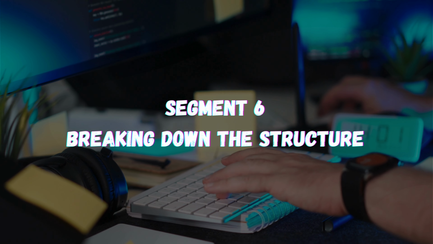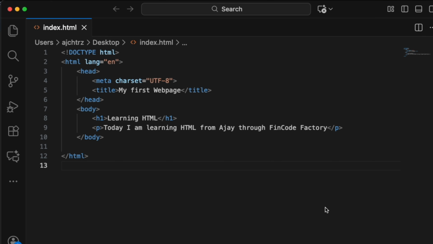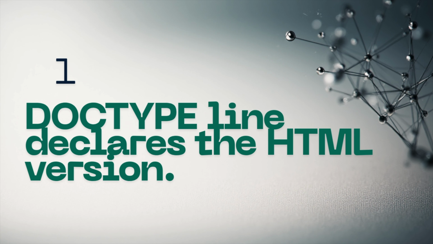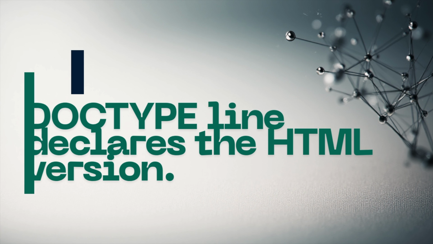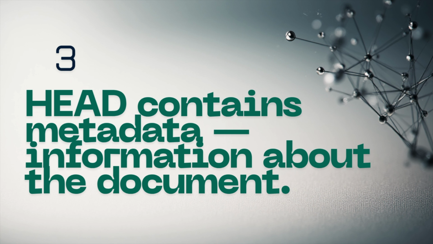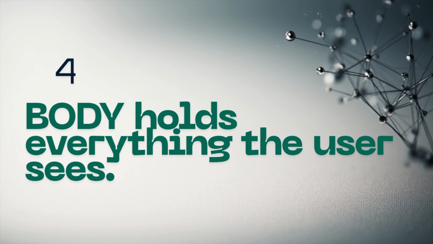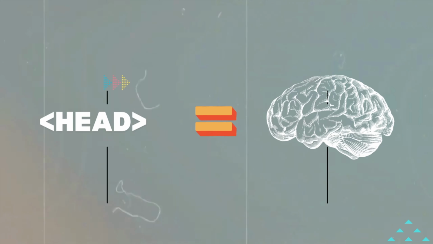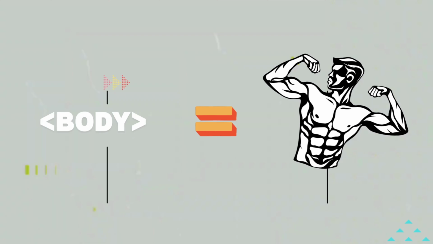Segment 6. Breaking down the structure. Let's quickly review what you just did. The doctype declares the HTML version. The HTML element wraps everything. The head contains metadata, information about the document, and the body holds everything that the user sees on the canvas. Think of the head as the brain and the body as, well, the body.